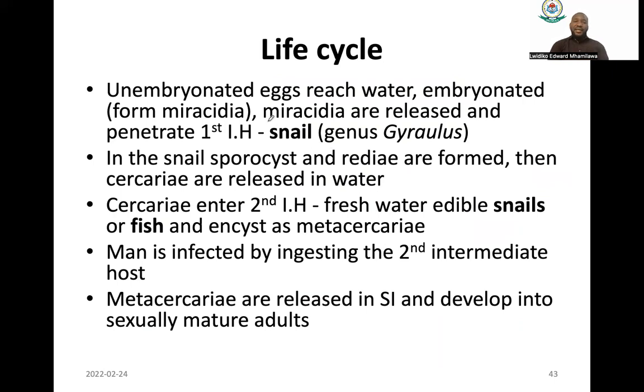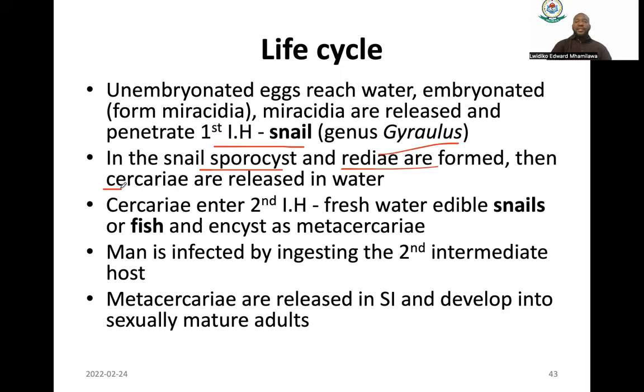Now the miracidia penetrate the snails. The snails here are Gyraulus. I mean, you should remember the table that I summarized for you to be able to identify these different things. In the snail, the sporocysts are formed, and then they develop rediae, and then the cercariae, and then as usual, the cercariae are released into the water. They get into edible snails or fish, and then they encyst as metacercariae, and then man is infected by ingesting these second intermediate hosts.